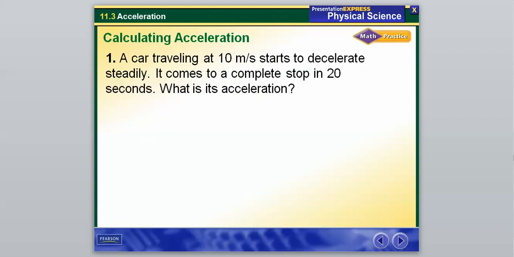For a bonus point on your quiz, if you can solve this problem, I'm not going to give you a place to write it, but if you write the answer just below your name on your quiz, then I will give you a bonus point, or maybe even 2 bonus points depending on how many people have the correct answer. So don't share this information, because if everyone has this answer written down, then I'm not going to award any bonus points. Here's the problem: a car traveling at 10 meters per second starts to decelerate steadily. It comes to a complete stop in 20 seconds. What is its acceleration? Solve that problem, write the answer below your name, and you'll get a couple bonus points. I'll decide how many once I see all the quizzes.